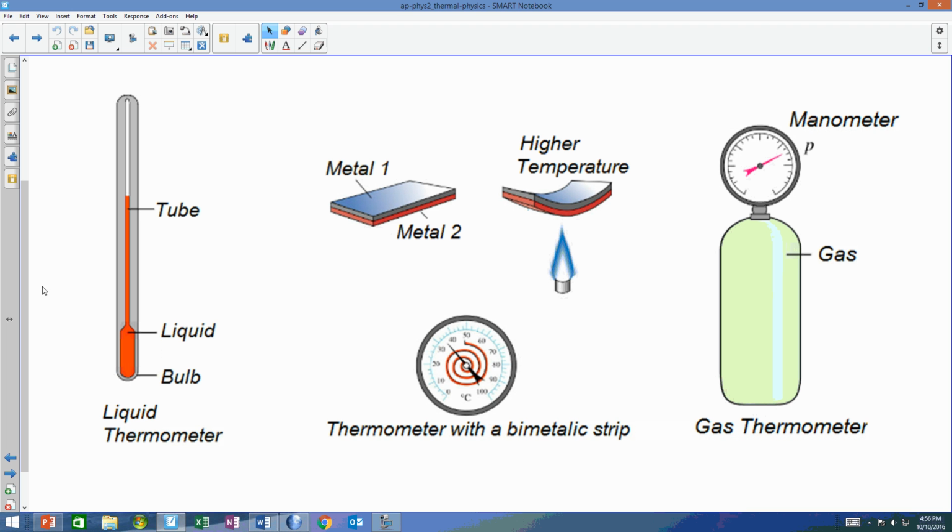So here are some pictures. Here we have a liquid thermometer. Here we have a thermometer that's run by a bimetallic strip. A bimetallic strip is two pieces of metal that are secured together. One of the metals will expand or contract at a faster rate than the other, and that causes a bending effect of the metal. The other is a gas thermometer, which is a manometer.